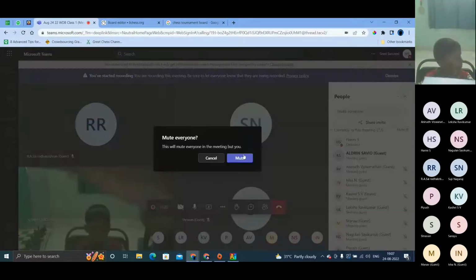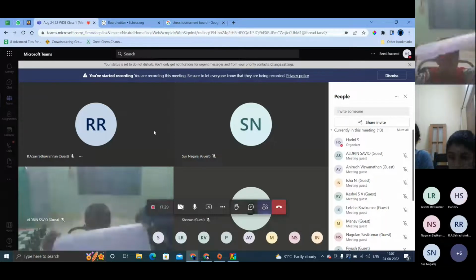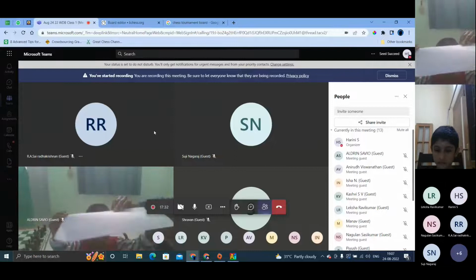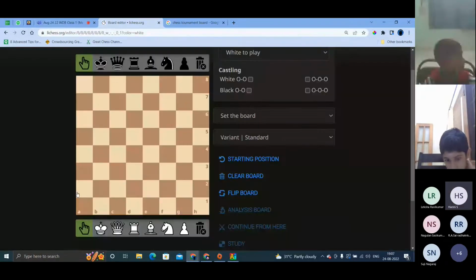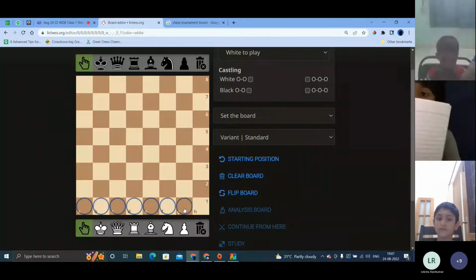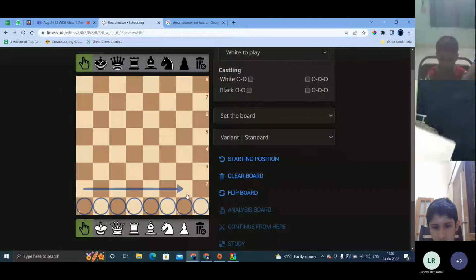Ma'am, sleeping. Just show it to me. Okay, Aldrin, show how a sleeping line would be. Okay, very good. So I will show it here on the board. This is how a sleeping line would be, right? So this is a sleeping line. If you put it like this, it would be kind of a sleeping line.